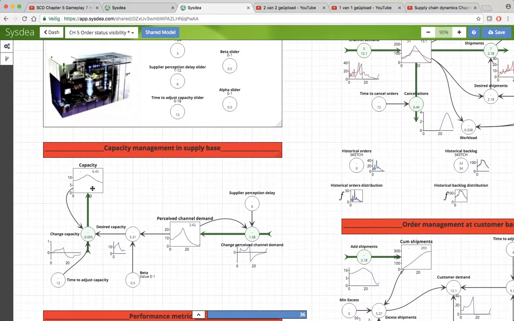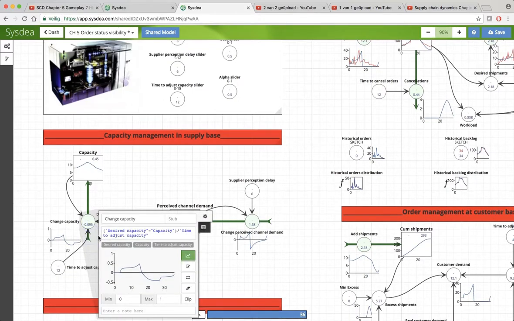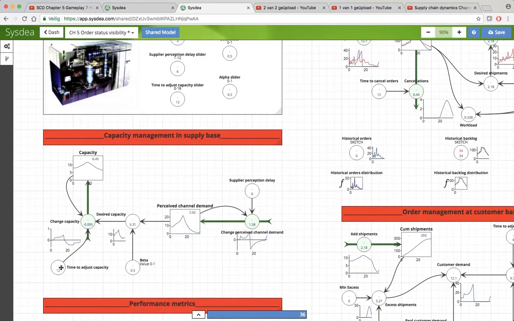We have a current stock of capacity, a level of capacity, we have a desired capacity, and then we have an inflow which is desired minus current over some time to adjust capacity. The time to adjust capacity here is set at some 12 months, which is not at all unrealistic for a machine tool industry that we're looking at in here.